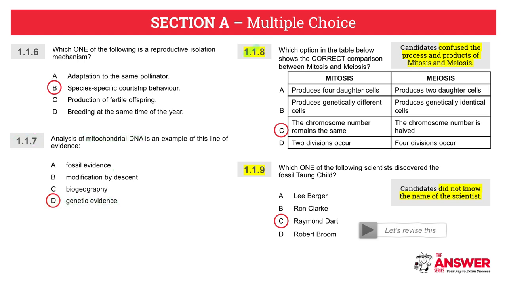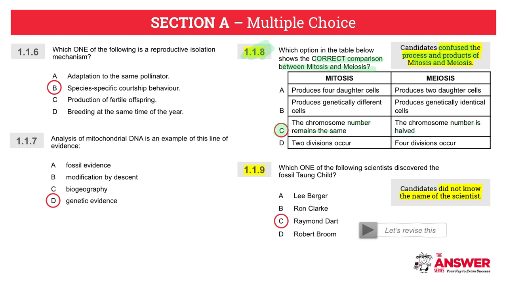Which option in the table below shows the correct comparison between mitosis and meiosis? Candidates confused the processes and products of mitosis and meiosis, and in video 1 of this paper's series, we provided an overview diagram to show the differences between these two processes. The correct option here was C: in mitosis, the number of chromosomes will remain the same, and in meiosis, the number of chromosomes is halved.